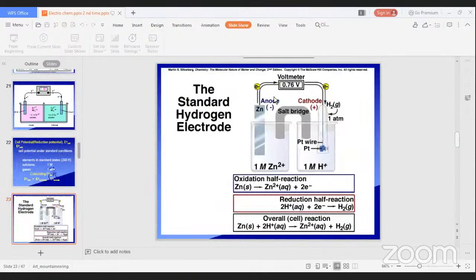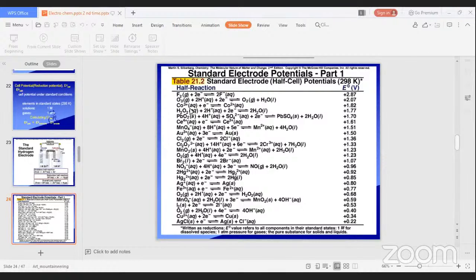See this one: fluorine, chlorine, bromine, iodine. These are all the halogens having the positive E naught value. So what is the process here? Fluorine is gaining 2 electrons and forming 2F minus. So what is happening? Reduction. That's why these are all standard reduction potentials. Fluorine gaining 2 electrons, 2F minus.